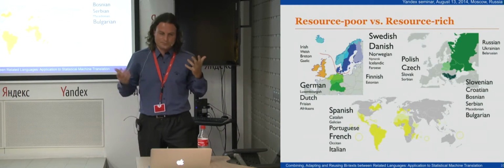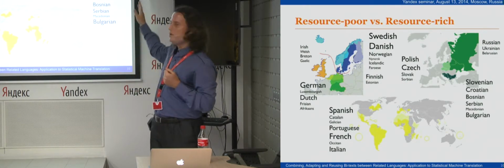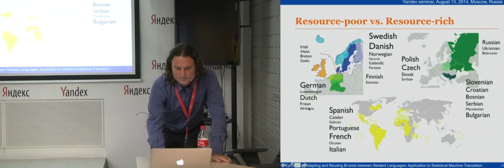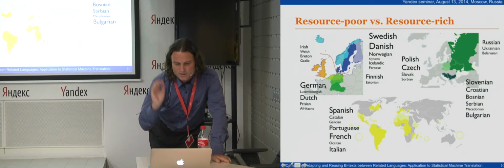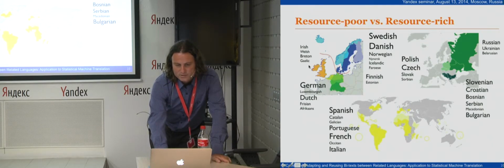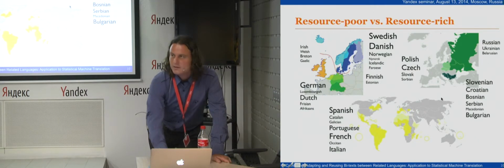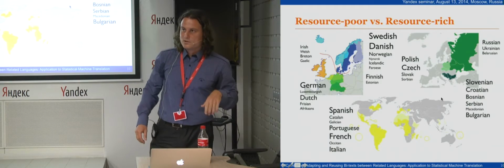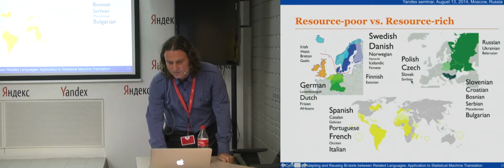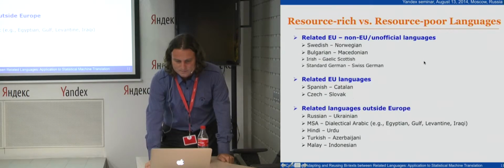So this is a scenario that, you know, in Europe applies in many cases. So if you look at different kinds of languages, say the Germanic languages, say German is resource rich. Okay, I'm not talking about English, but Irish, Breton, and so on are not so much. Or here Spanish and French and Italian are relatively rich, but Catalan and Occitan not so much. And similar kind of thing between the Slavic languages and so on. So the task is to take one of those that are resource poor and use resources from some related resource-rich language to improve the translation.